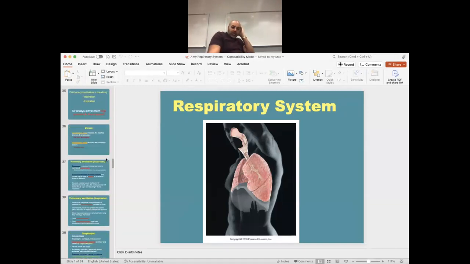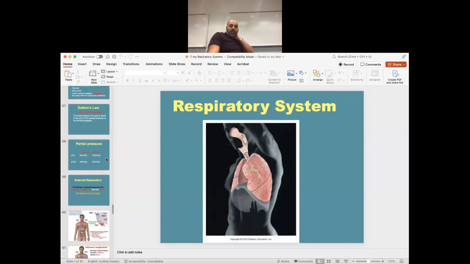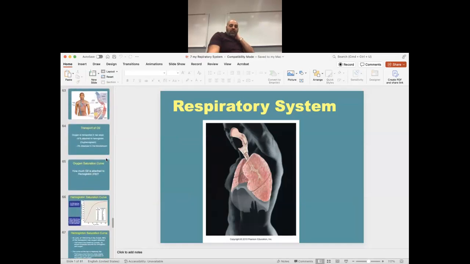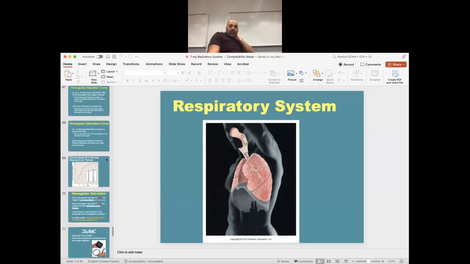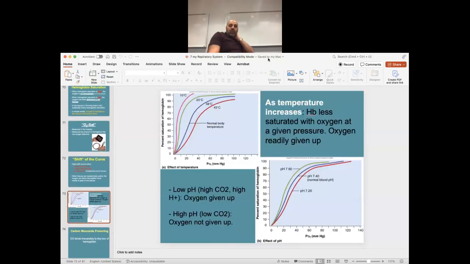Whenever you talk about left shift versus right shift, with a left shift you have to think the tissue isn't working. So if it's not working, it doesn't really take oxygen away. Whereas with a right shift, the tissue is actively working, so it takes oxygen away from the hemoglobin. So it unloads it very rapidly.